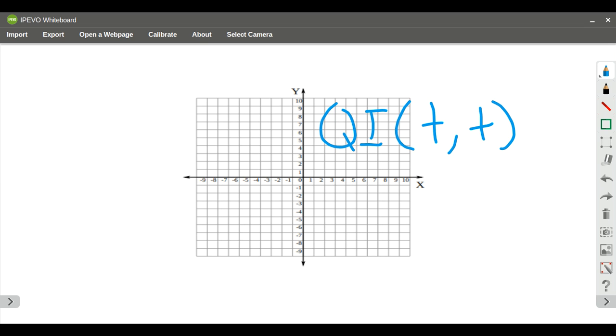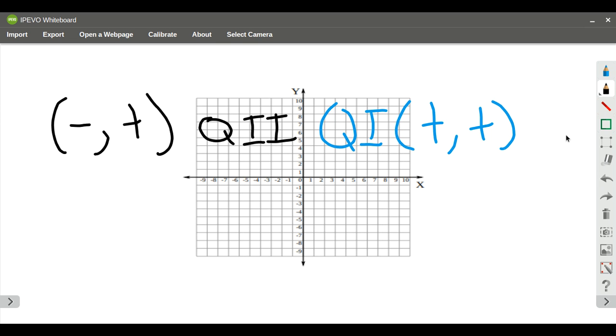So anytime I have an ordered pair where both values are positive, I'm going to locate that in quadrant 1. Quadrant 2, I've got to go counterclockwise. So quadrant 2 is going to be to the left of quadrant 1. Now in quadrant 2, my ordered pair is going to have a negative x and a positive y coordinate.